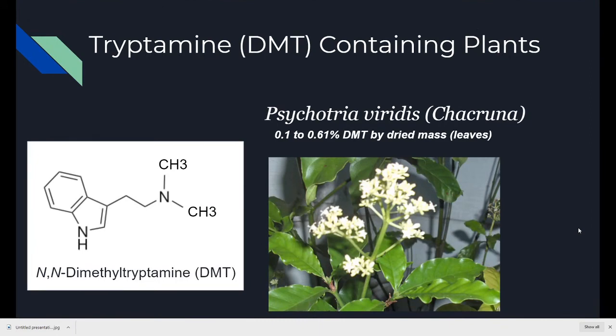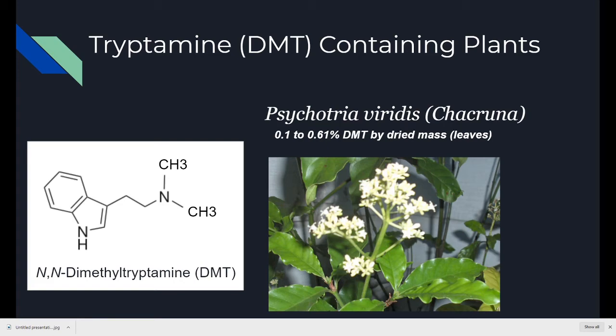So we got to move on. I'm sorry to cut off the magic mushroom talk so quickly, but we have a whole host of tryptamine containing plants to talk about. And here I'm showing Psychotria viridis. This is also known as chacruna. It is a popular part of the admixture for ayahuasca.